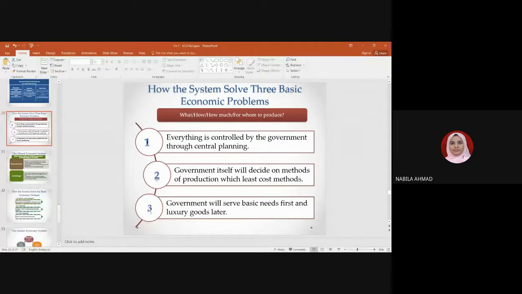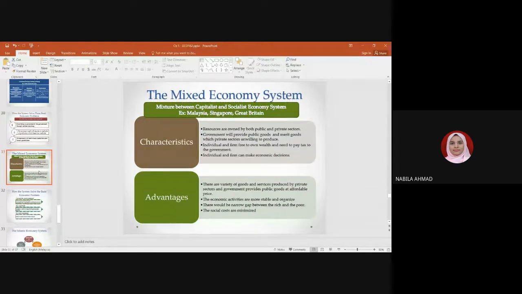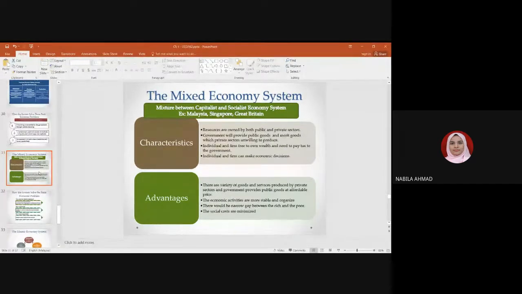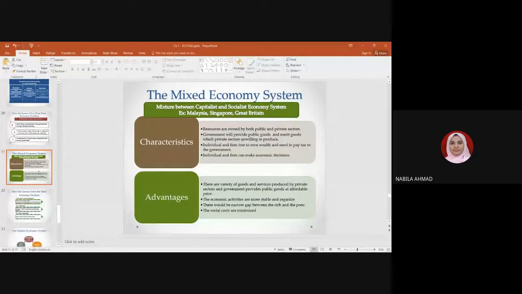Okay. So number 3, kita nak tengok mixed economic system. So mixed economic system ni adalah combination of capitalism and socialism. So negara yang mengamalkan mixed economic system macam kita lah, Malaysia, Singapore, Britain. Okay. Right. So apa characteristics of mixed economic system? Resources are owned by both private and public sector. Government provide public goods and merit goods, and private sector unwilling to produce. Maknanya government akan produce public goods and private sector akan produce variety of goods and services.